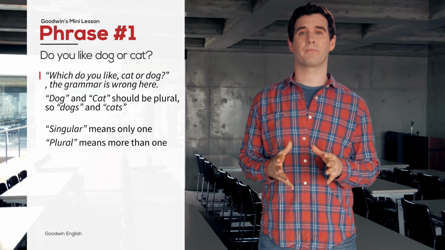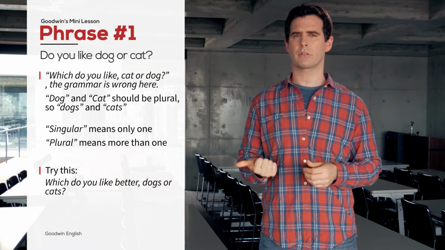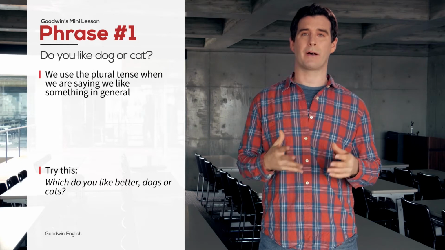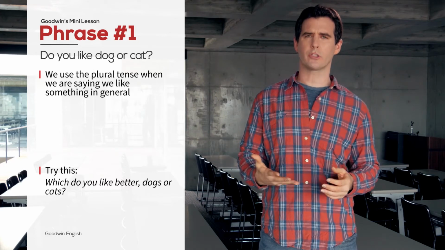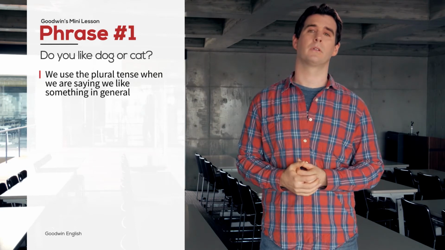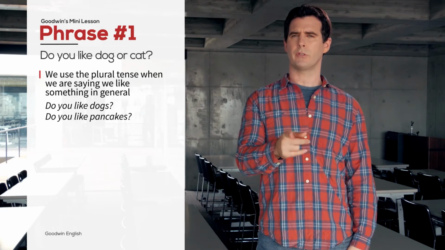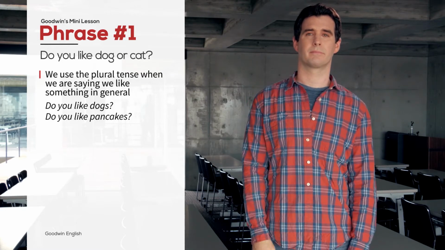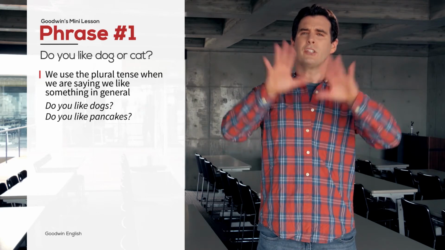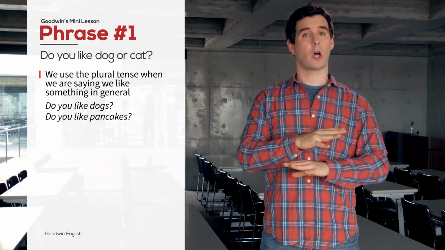So our question should look like this. Which do you like better, dogs or cats? When you ask someone about their likes or dislikes, usually you're going to want to use the plural tense. For example, do you like dogs? Do you like pancakes? When you use the plural tense, you're saying that, in general, you like dogs. Not one dog, but dogs in general.